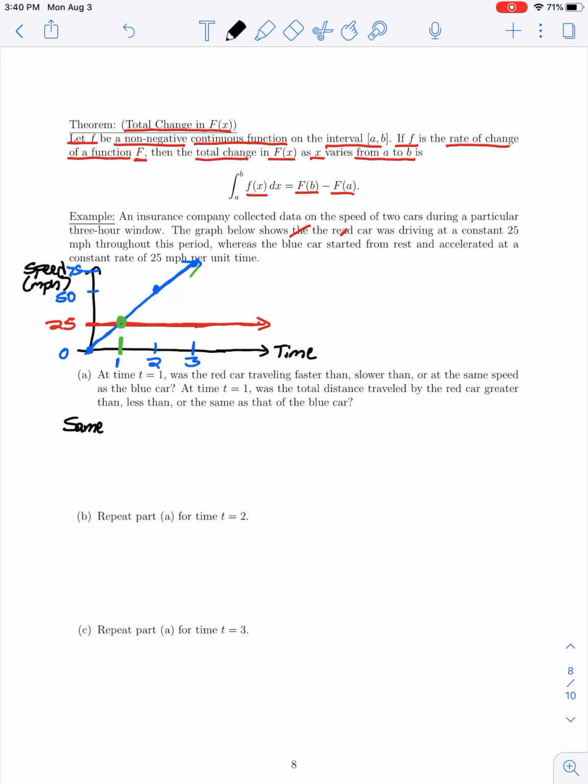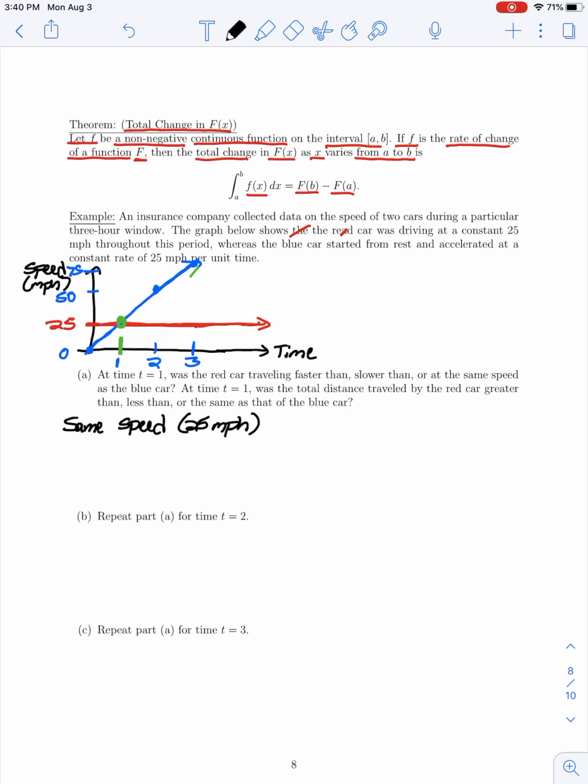So here we can say they have the same speed, namely 25 miles per hour. And then it says, at time t equals 1, was the total distance traveled by the red car greater than, less than, or the same as that of the blue car? So that is the total change in the distance, total distance traveled.